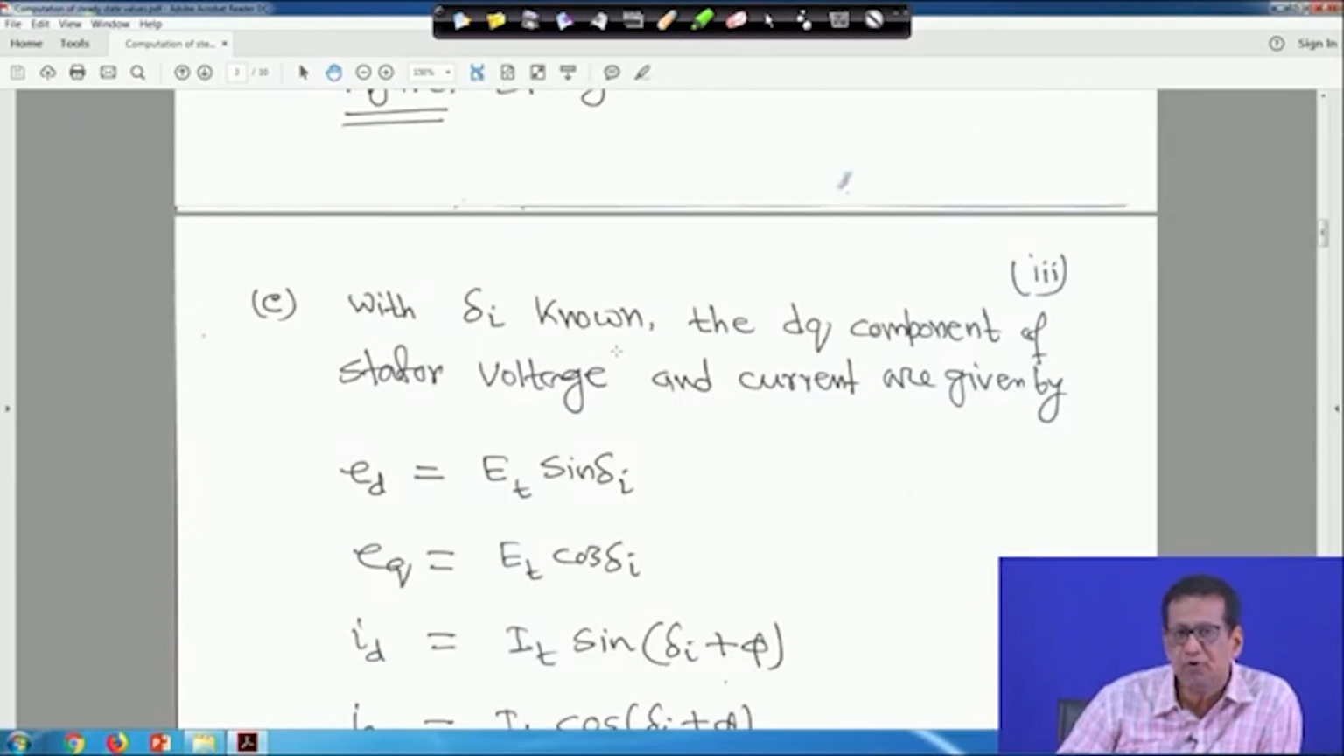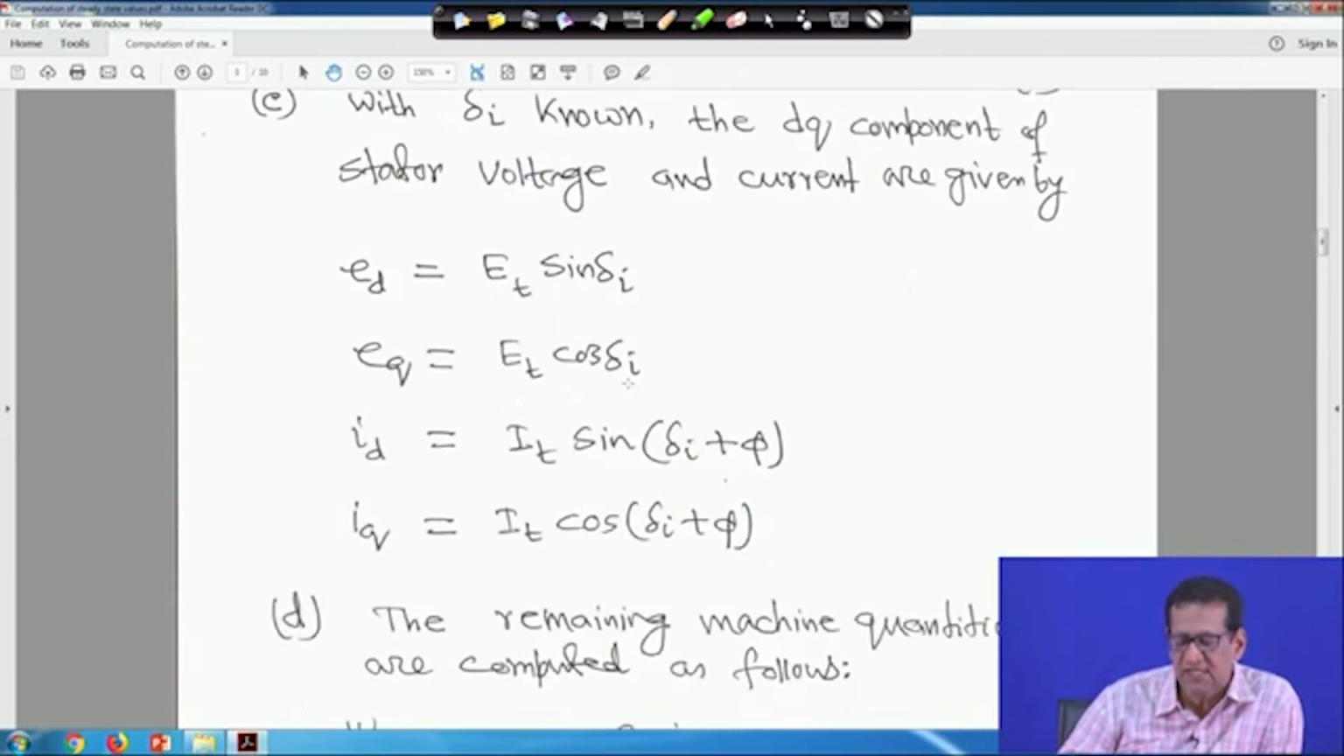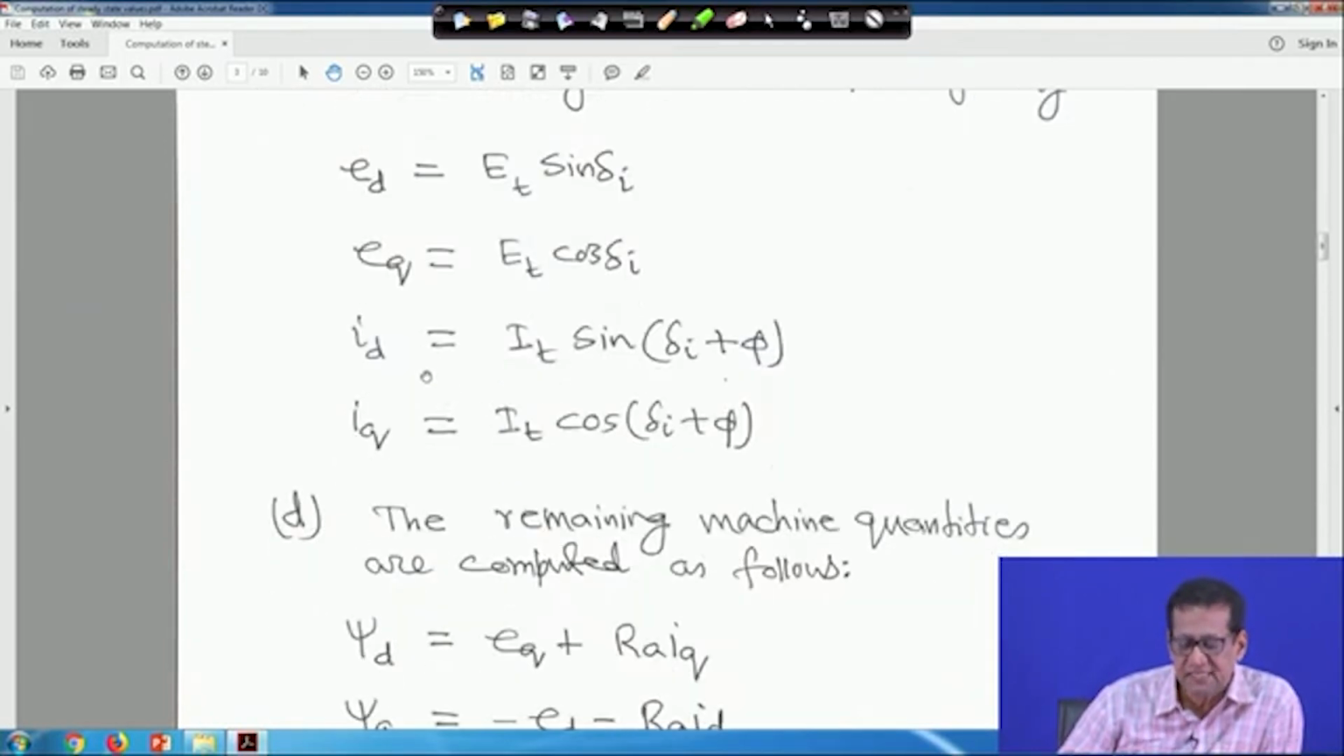Now with delta I known, the dq components of stator voltage and current are given by this. We have seen earlier that ED is equal to ET sin delta I if delta I is known, and EQ is equal to ET cos delta I, right. Similarly, earlier we have seen that ID is equal to IT sin (delta I plus phi) and IQ is equal to IT cos (delta I plus phi). No equation numbers are given here, because all these things we have seen in the previous lecture, right.